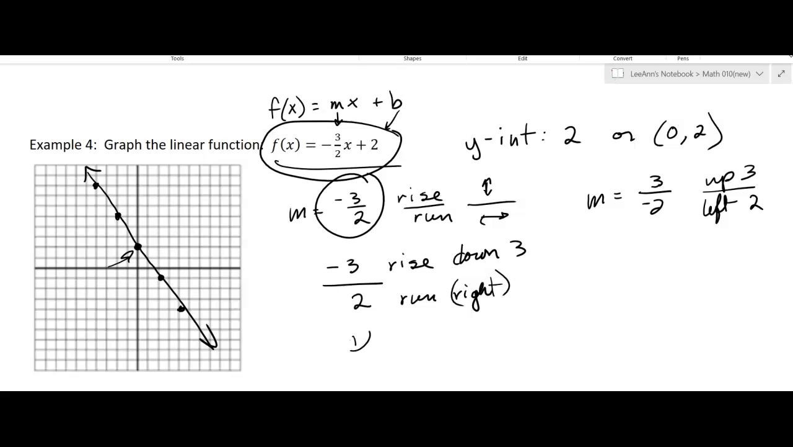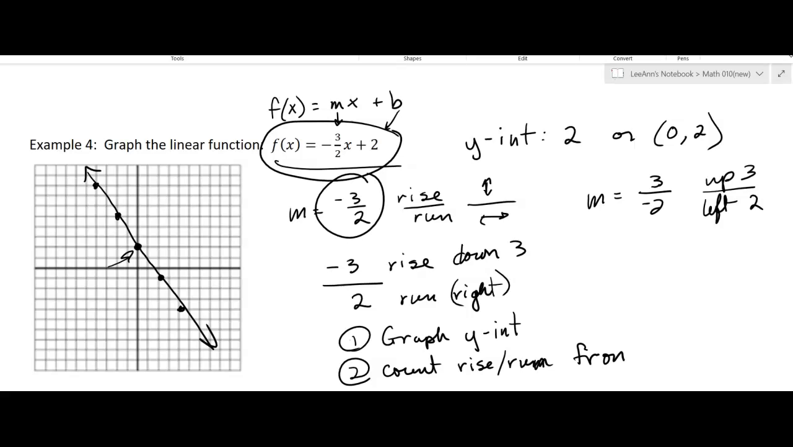First, graph the y-intercept. Count rise over run from the y-intercept. And then you just draw the line. Okay.